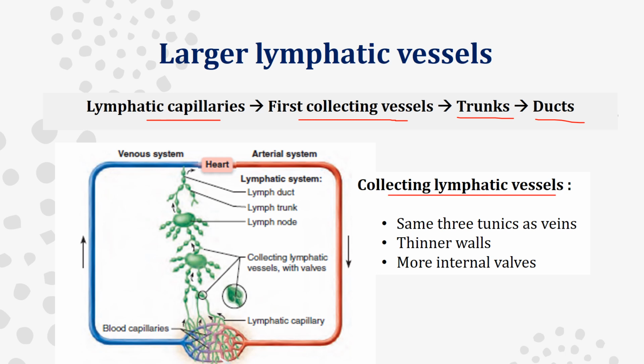Here we're going to look at the collecting lymphatic vessels, which have an almost similar structure to veins. You will find the same three tunica layers that you find in veins in this vessel. However, these vessels are very much thinner compared to a vein, but they have more internal valves. So there are more valves, but the walls are much thinner. The exact anatomical distribution of the lymphatic vessels varies greatly between individuals, even more than the number of veins that we have.